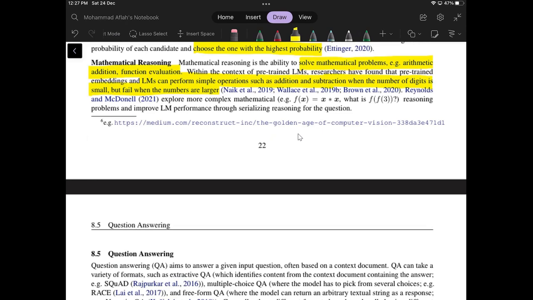Some works explore more complex mathematical functions like exponential and nested functions as reasoning problems, and improve the language model performance by serializing functions for the operation. So you first tell it what is f of x, then you tell it you want f of 3. So as a human, I can see that would be 81, hopefully. So 3 into 3, 9, and then 9 into 9, 81.